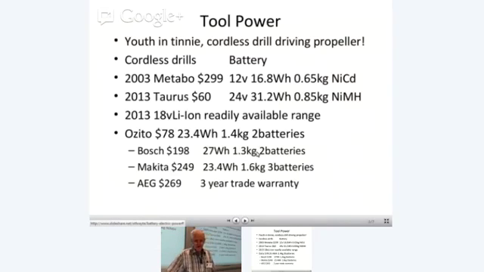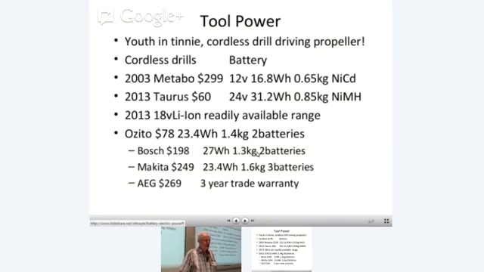A little while ago, I was also given another present, and this time it's a Taurus one that cost $60, a 24-volt one, with 31.2 watt hours capacity in the battery, and it's NiMH. As you can see there, it's a little bit heavier, 0.85 kilograms for the battery pack part of it. All right, the next lines, just looking through here, again a little bit of a survey at your local Bunnings store would show you these sort of things.